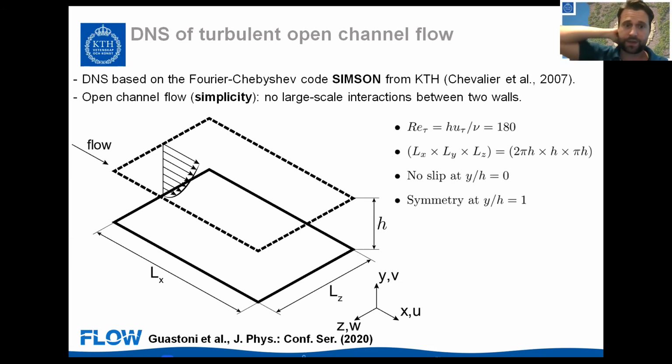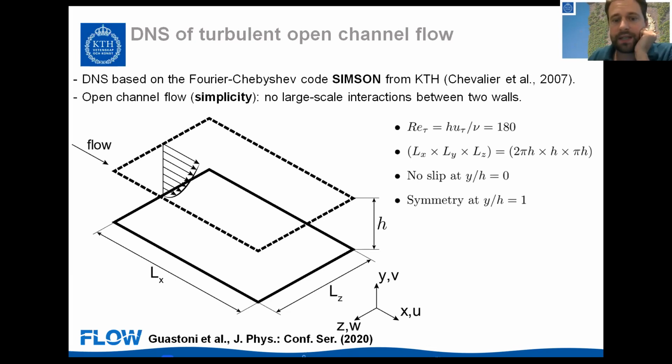So we start with a DNS of an open channel flow. We do open channel, which means that at the top boundary we have a symmetry condition, because the dynamics of the larger scales is simpler in an open channel than in a full channel. But there's not a big difference. And we use the Fourier-Chebyshev code SIMSON from KTH.